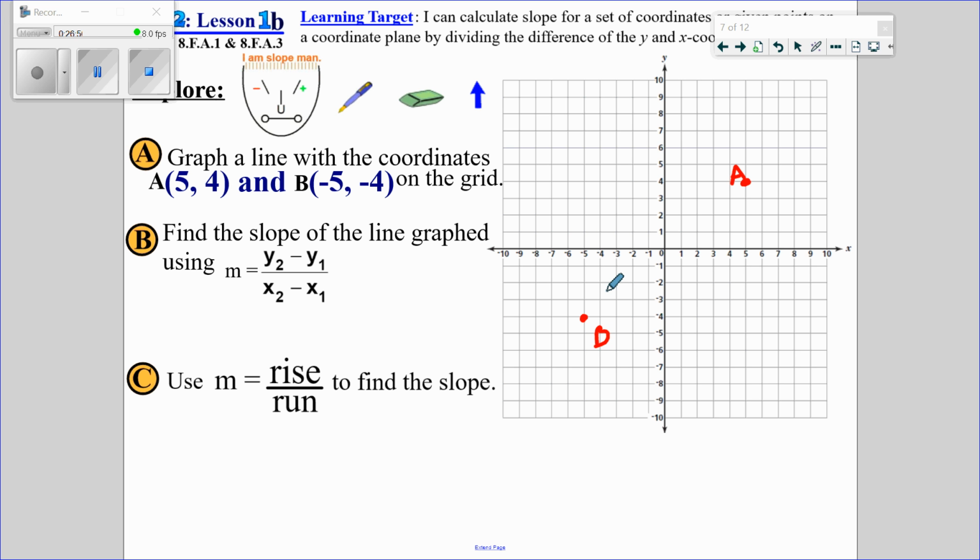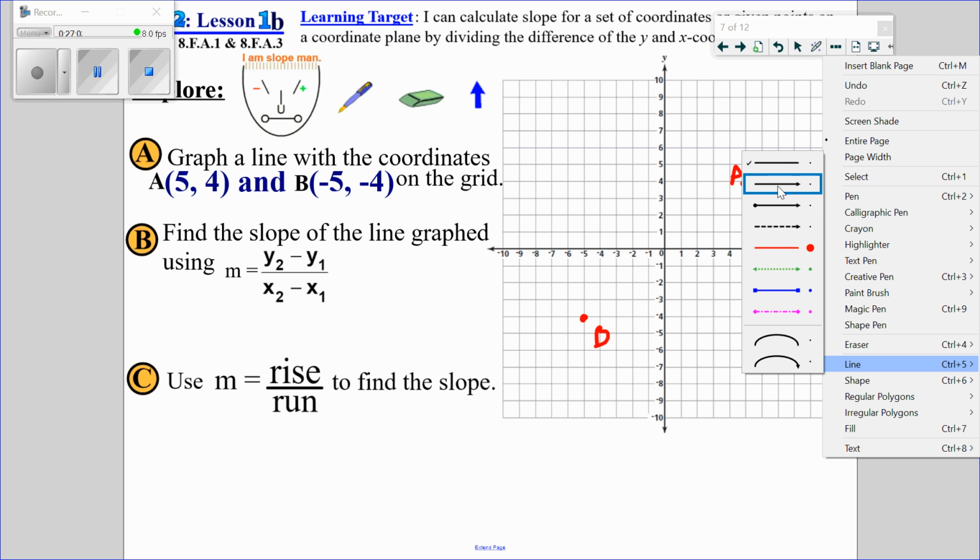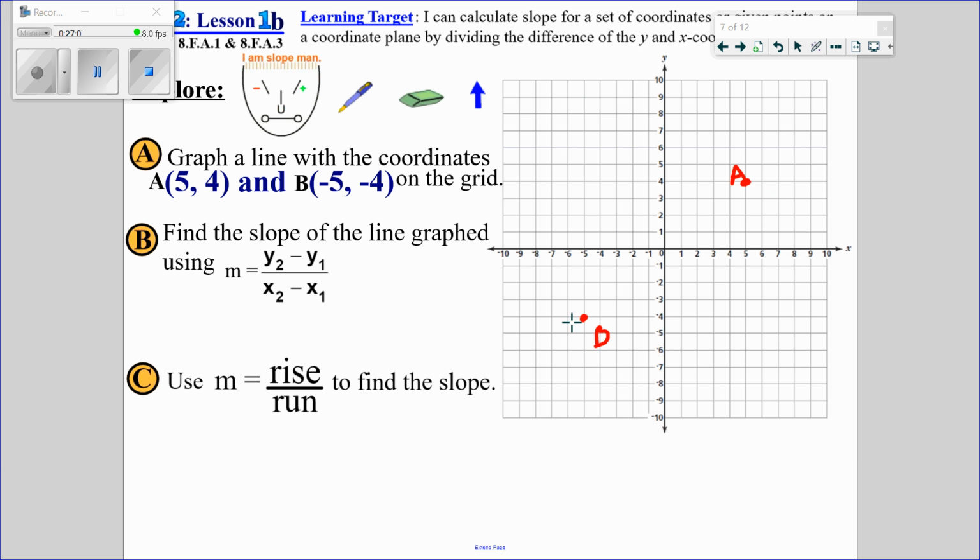Now we have to find the slope. But before I find the slope, we have to graph the line. So here we go. We'll get the line. So I start here.